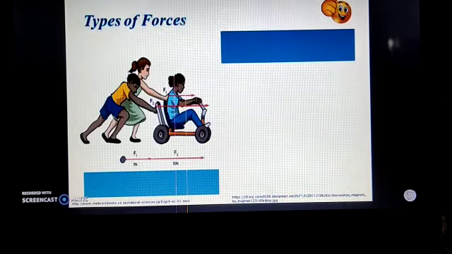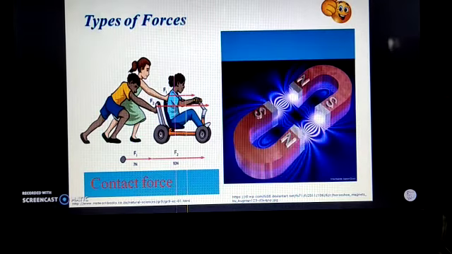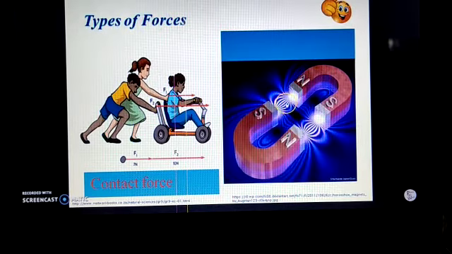So types of force. That is the contact force, in which there is direct contact. That is physical contact with the object. So first is muscular force, second is frictional force.